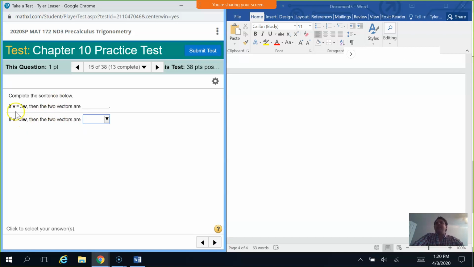Complete the sentence below. If V is equal to 3W, then the two vectors are, these are going to be parallel again. Parallel. Yep. So 3W is just V, but 3 times as long, but they're still going in the same direction.